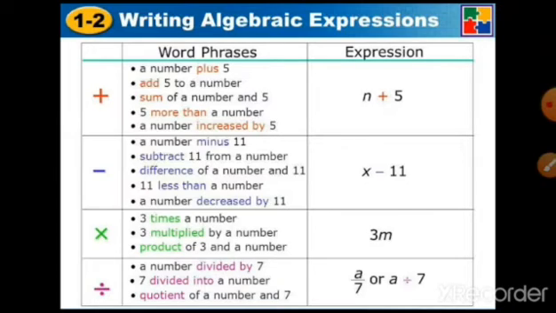Next is division. So you have a number divided by 7. So here we are taking the number as a. So a by 7. Next, 7 divided into a number. So a divided by 7. Next, quotient of a number and 7. So here also you have a by 7 or a divided by 7.